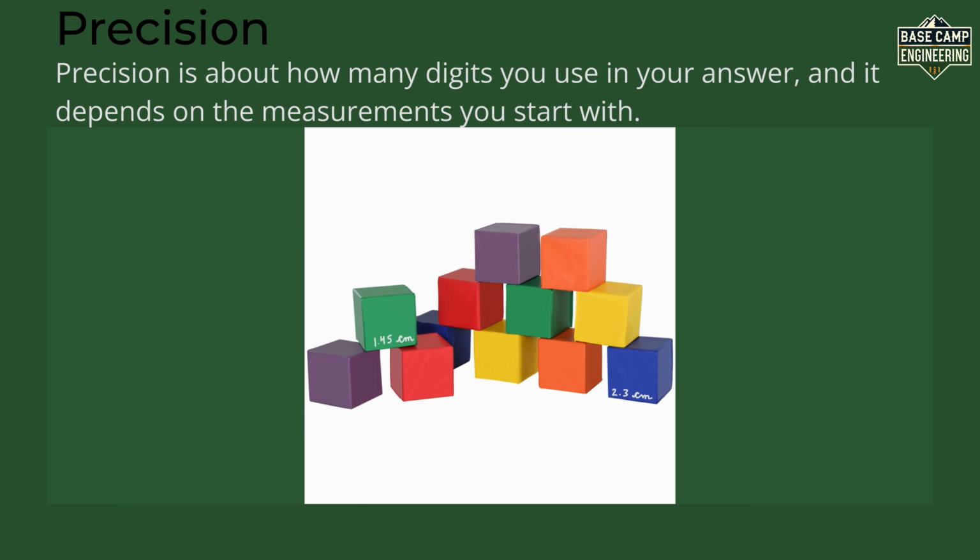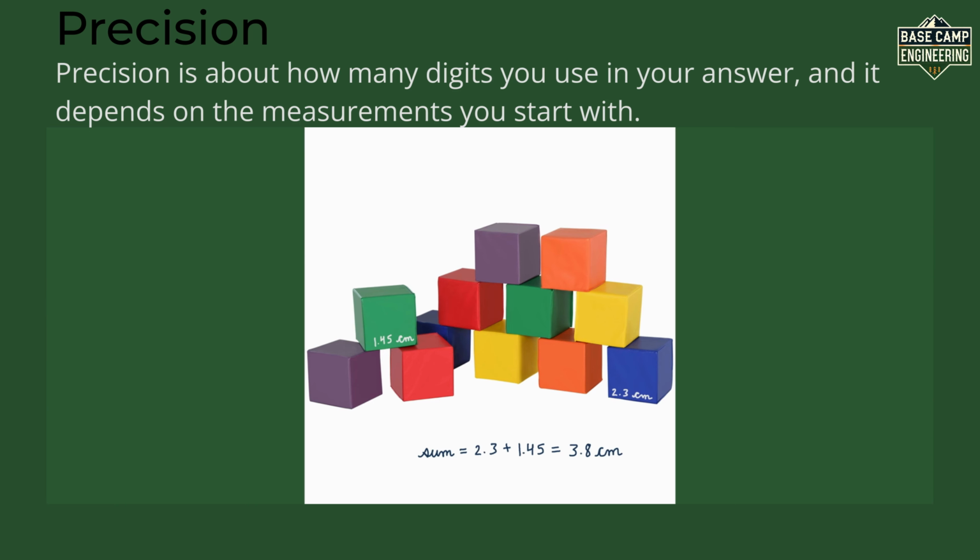When you do calculations with these measurements, you need to match the precision of the least precise number. Let's try adding the blocks' lengths, which is 3.75 centimeters. But 2.3 only has one decimal place, so we round 3.75 to one decimal place, which is 3.8 centimeters. That's being precise. It matches the least precise measurement. If we kept 3.75, it would look more precise than our original measurements, which could be misleading.